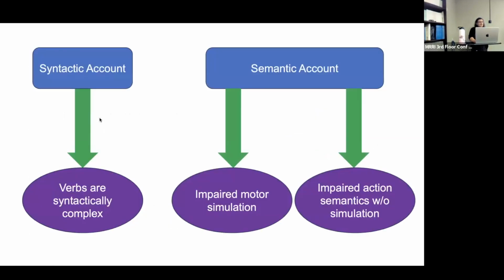We can think of the competing frameworks in the following way. There's a syntactic account, which I just mentioned, which argues that the verb deficits don't have anything to do with semantics: verbs are more syntactically complex and harder to retrieve. Then there's the semantic account, developed based on the Parkinson's and ALS literature, where an impaired simulation component contributes to difficulty with verbs. And then there's the account that draws on some of the work we've been doing on dual route models of language and action, where you can have impaired action semantics and impaired conceptual information, but you don't necessarily observe impaired sensory motor simulation.